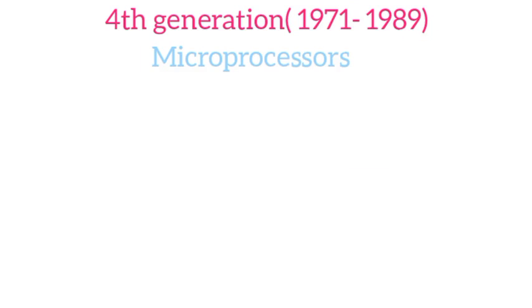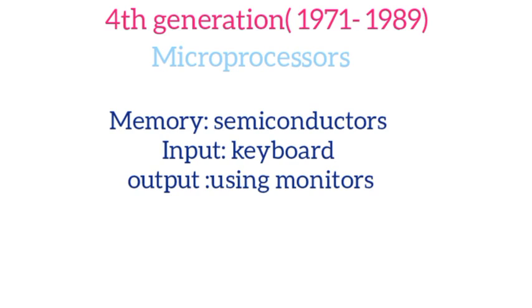Fourth generation, in the time period 1971 to 1989, was known as microprocessors. The microprocessors launched the fourth generation of computers with thousands of integrated circuits built onto a single silicon chip. Semiconductor memories were used, and the input was using keyboard. Output was generated on monitors, LCD, projectors and printers.